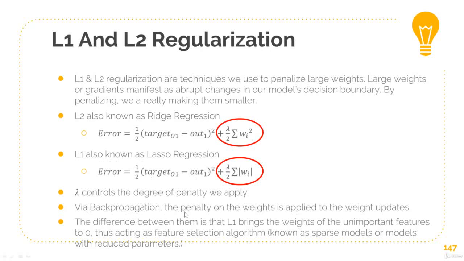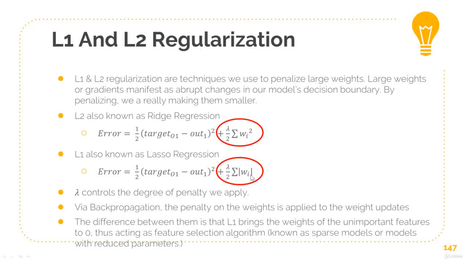Via backpropagation, the penalty on the weights is applied to the weight updates. The difference between them is that L1 brings the weights of unimportant features to 0, thus acting as a feature selection algorithm. Feature selection is basically trying to find out, if we have like 20 inputs, which input is the most important to our output. That's also known as sparse models. Whereas L2 penalizes even more, but it doesn't bring weights down to 0.